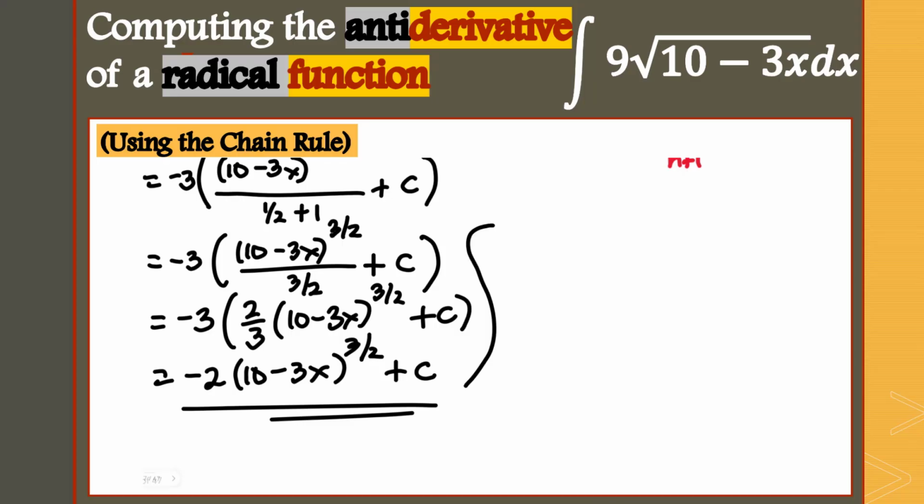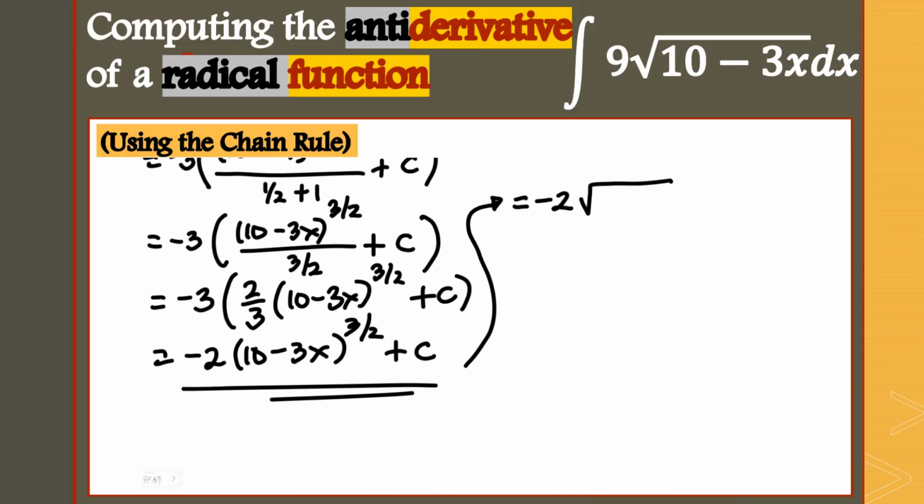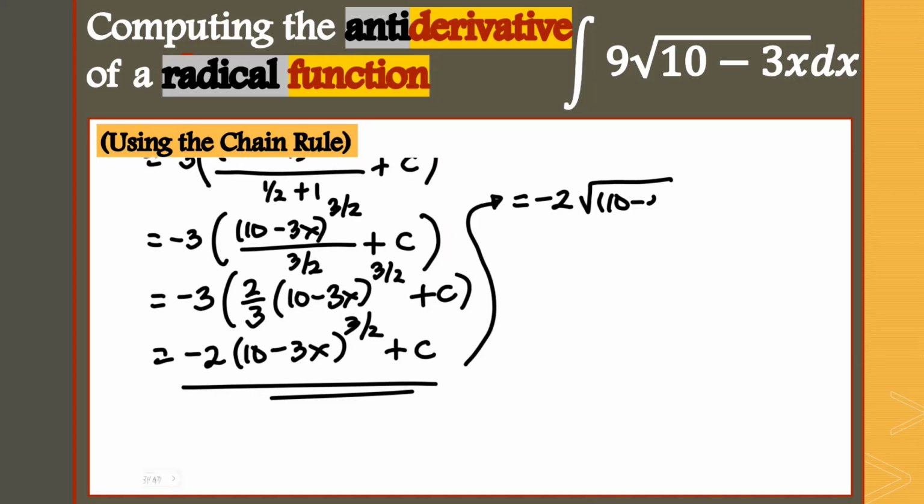Now this is our antiderivative of the given function. But since our function is originally a radical function, if you would like to continue, you may. You have your negative 2. This is a fraction exponent. So with this being the index, square root of 10 minus 3x to the power of 3 as the numerator here, plus c. And it can still be simplified further because this is greater than your index being 2. We know that from when we learned radical expressions. So negative 2, we'll have 10 minus 3x times the square root of 10 minus 3x plus c.